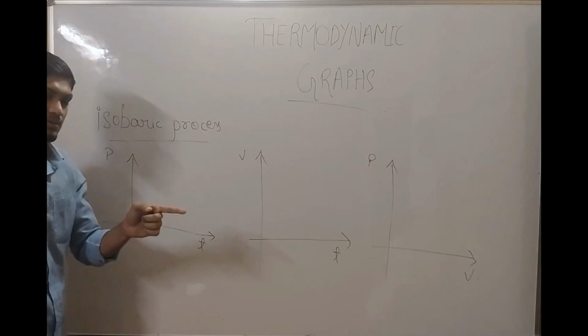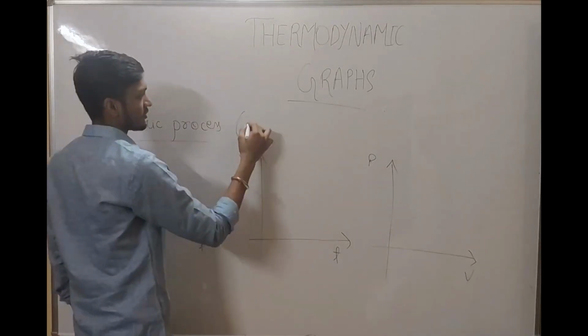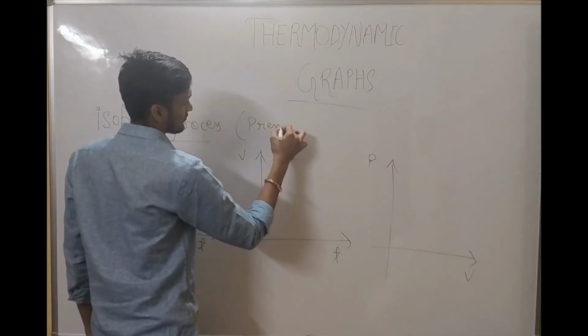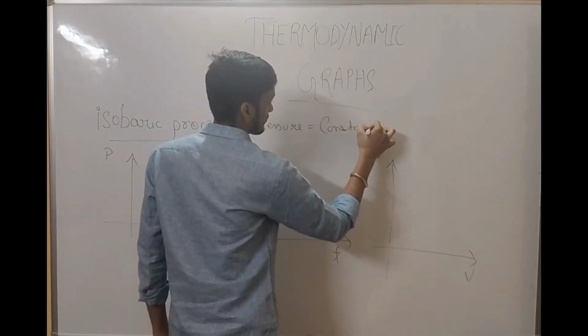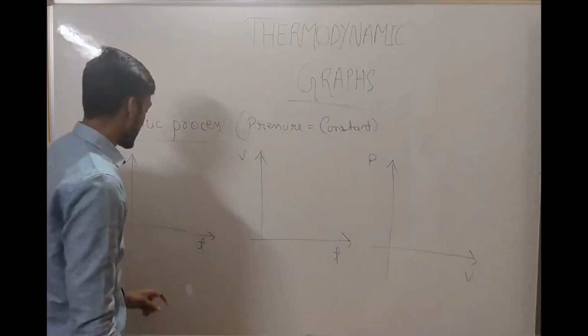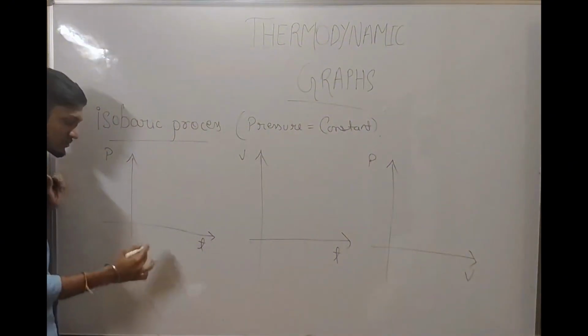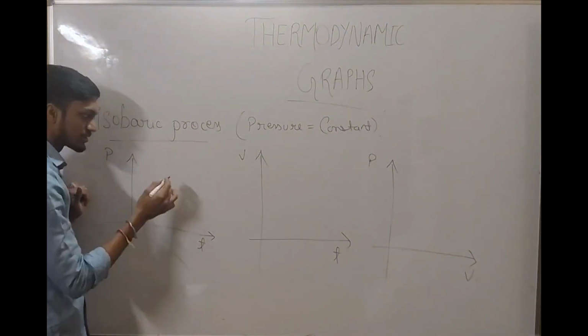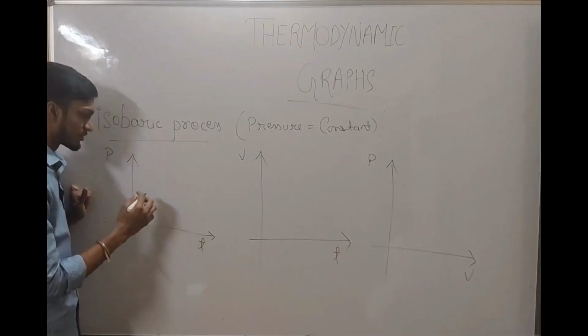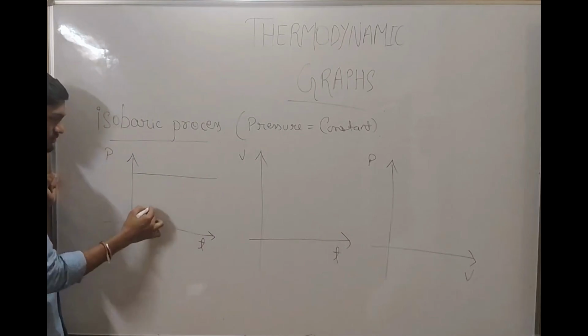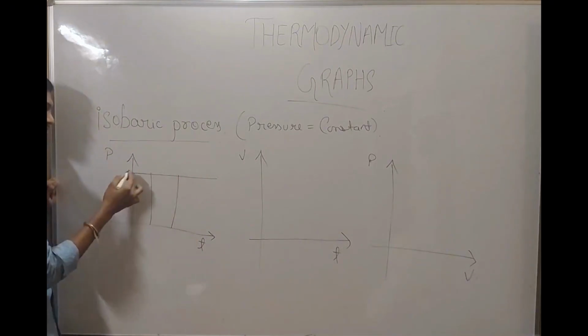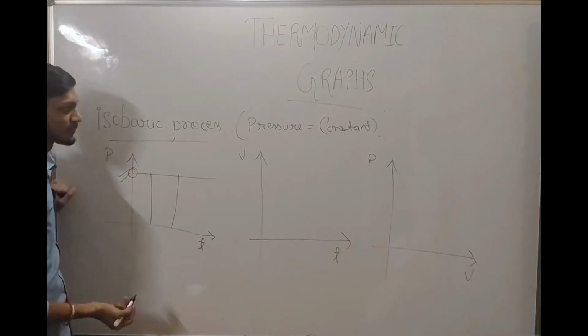For an isobaric process, we know that pressure is constant. In the first part, even if the temperature increases, if we want the pressure to remain constant, the graph would look something like this. Even if the temperature is increasing, the pressure is remaining constant, particularly equal to this point.